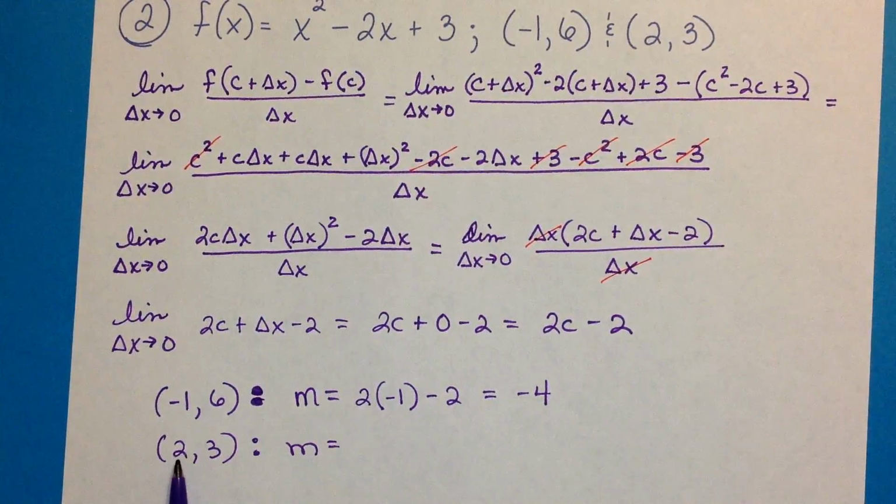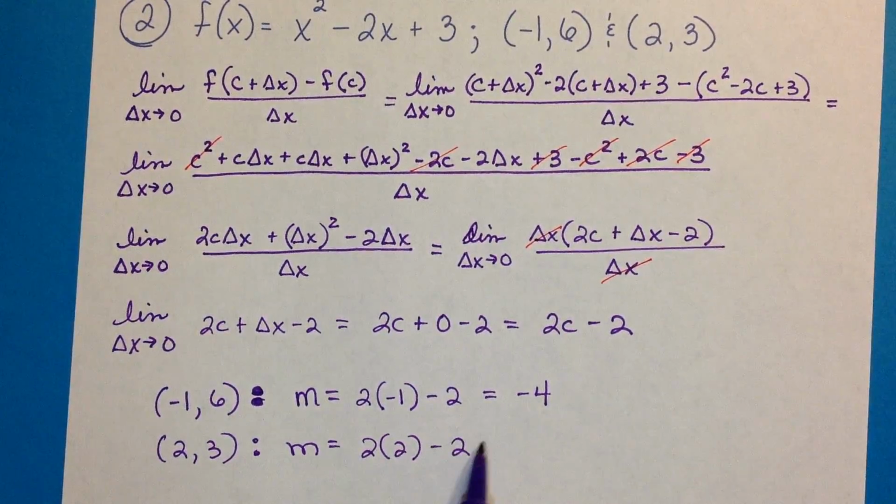So this time I would substitute in the 2. So I'd have 2 times 2 minus 2. So 4 minus 2 will give me 2.